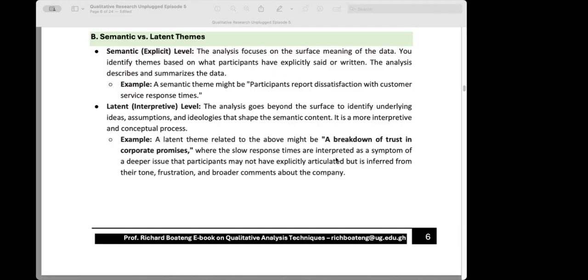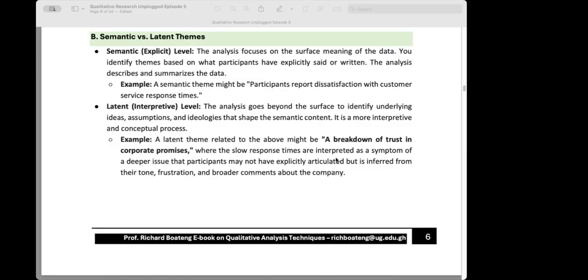Exactly. Very direct. Now, going deeper, the latent interpretive level of analysis transcends that surface meaning. Here, you identify underlying ideas, assumptions, ideologies, or implications that shape or underpin the explicit content. It's a much more interpretive and conceptual process. It often reveals what's implied, unspoken, or perhaps taken for granted within the data. Reading between the lines, essentially.